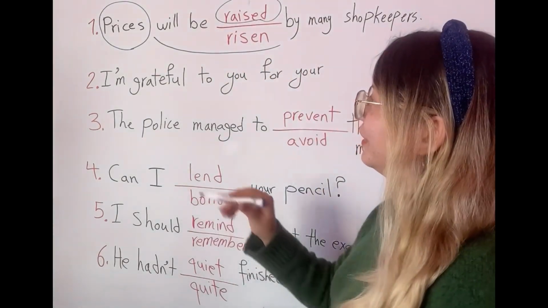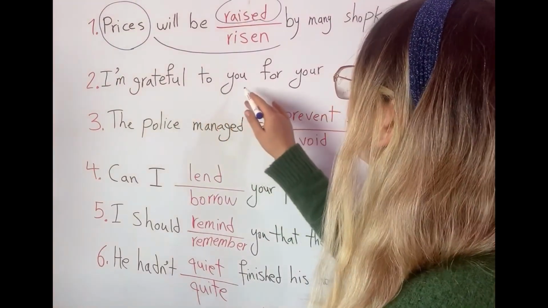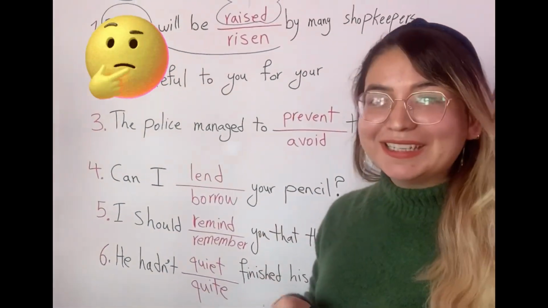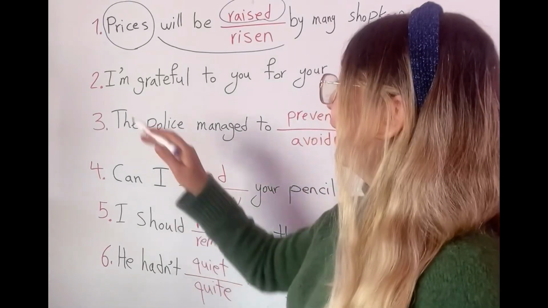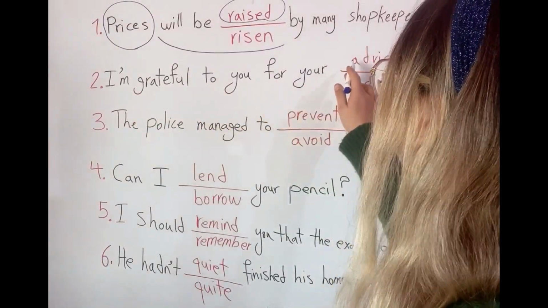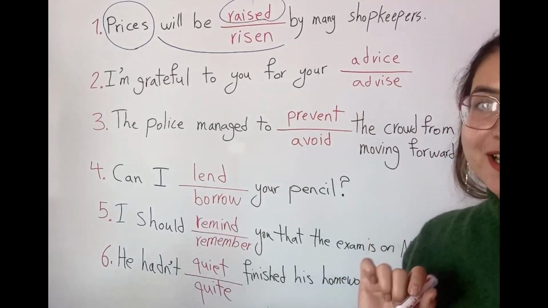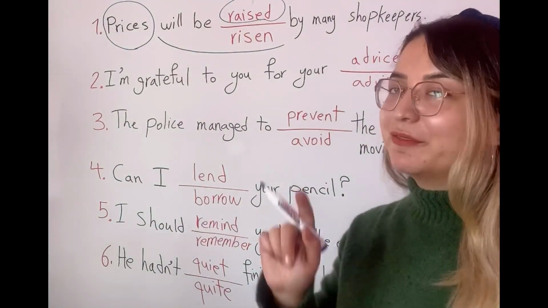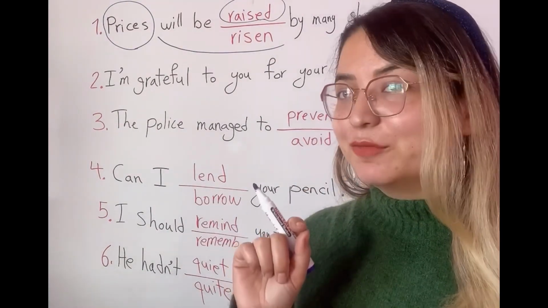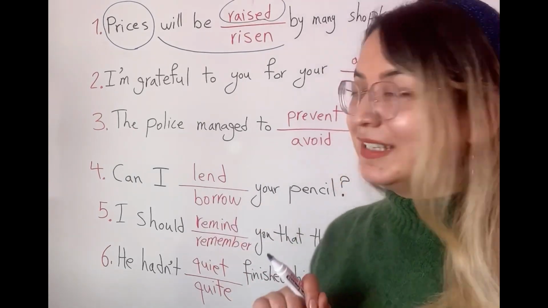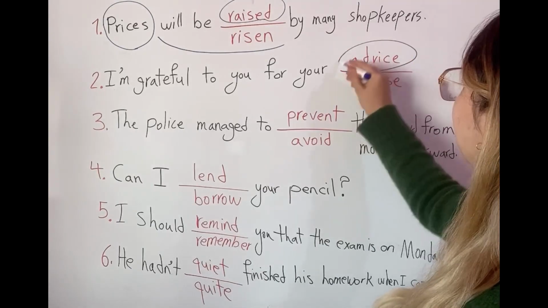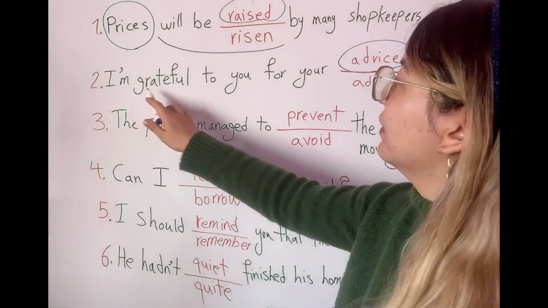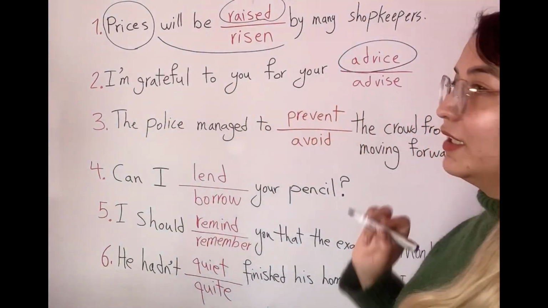Okay, now number 2. I'm grateful to you for your advice or advise. Which one is the answer? One of them is a noun and one of them is a verb. Yes? Here we need a noun. Which one is the noun? Yes, advice. So the answer is I'm grateful to you for your advice.